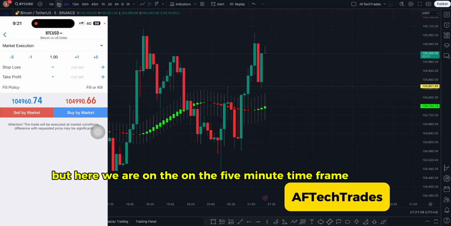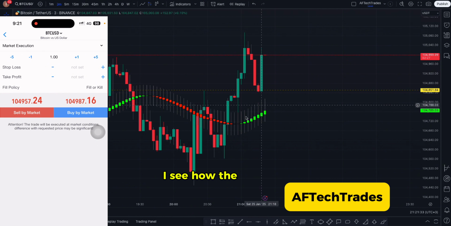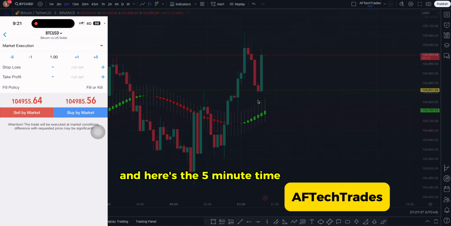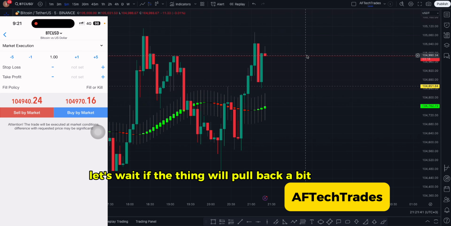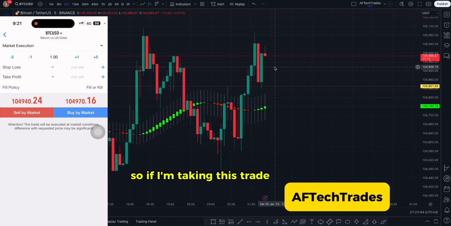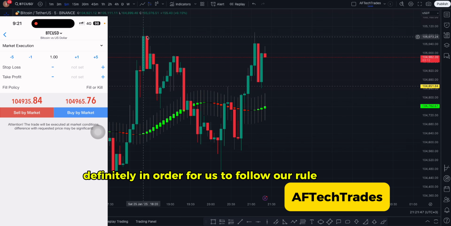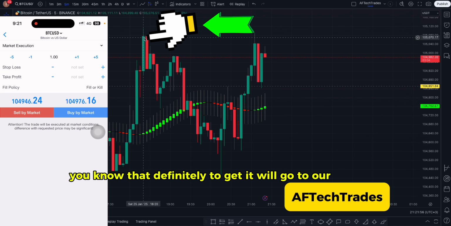Here we are on the 5 minute time frame. Now see how the 3 minute time frame looks, and here's the 5 minute time frame. So if I'm taking this trade, let's wait and see if it will pull back a bit. Definitely, in order for us to follow our rule, my target should be just around the side. So let's just take it so that you know that definitely it will go to our target.